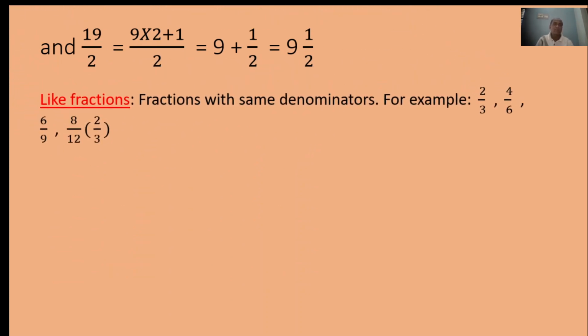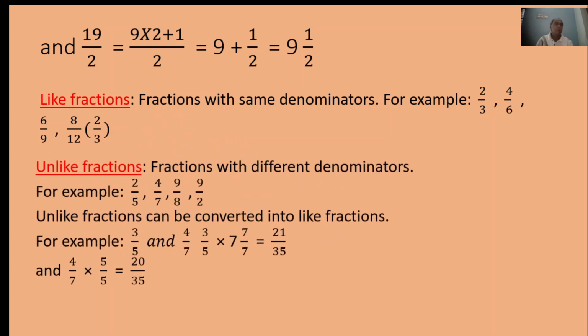Like fractions. Fractions with the same denominator, for example, 2 by 3, 4 by 3, 6 by 3, 18 by 3, are called like fractions. Same denominators. Unlike fractions. Fractions with different denominators, for example, 2 by 5, 4 by 7, 9 by 8, 9 by 2. Unlike fractions can be converted into like fractions. For example, 3 by 5 and 4 by 7: 3 by 5 into 7 by 7 is equal to 21 by 35, and 4 by 7 into 5 by 5 is 20 by 35.